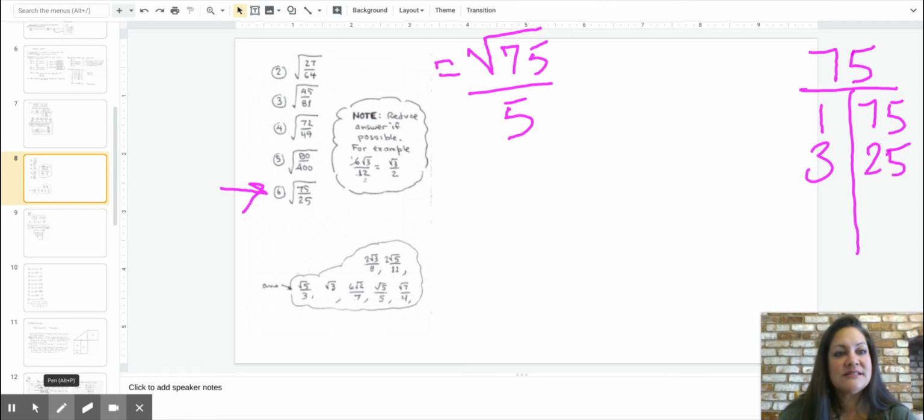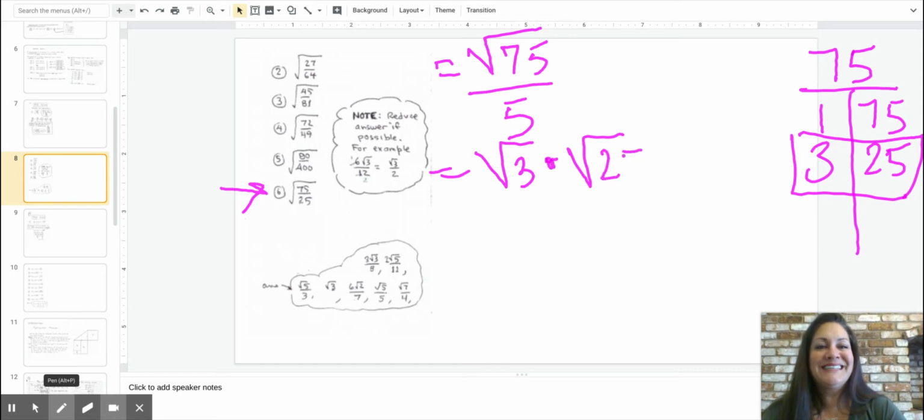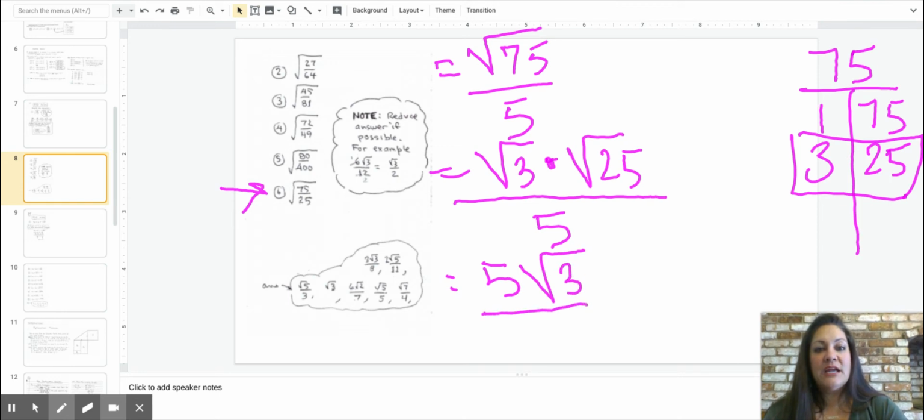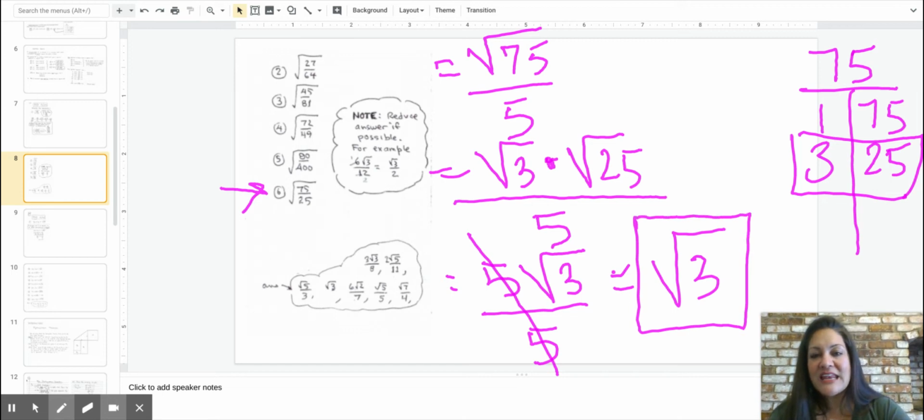There it is. Okay. So equals square root of 3 times square root of 25 over 5 equals 5 times square root of 3 over 5. Look at that. I can simplify. 5 and 5 cancel each other out. Well, that's a funny equals. Square root of 3 is my answer. And yay, there it is.